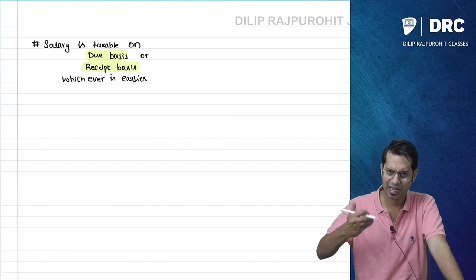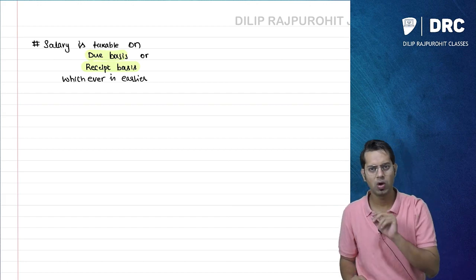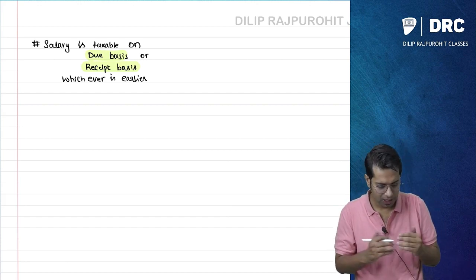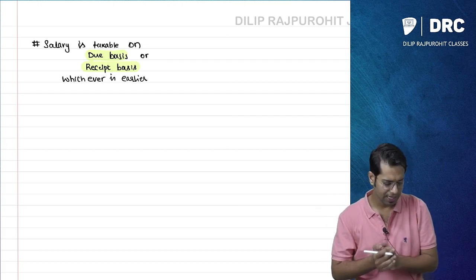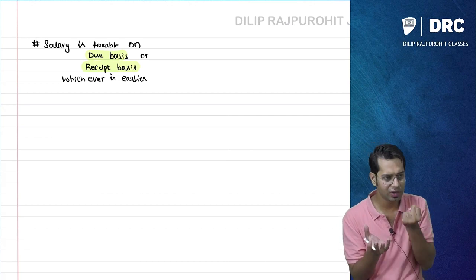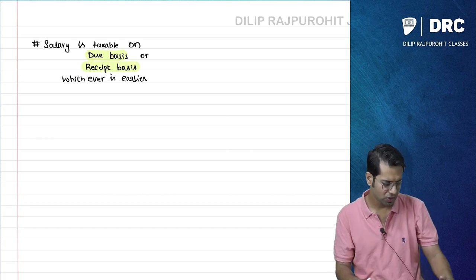So whether the salary is due or it is received, either on due basis or on receipt basis, the salary will be taxable. If the salary is due, it will be taxable, or if you have received the salary, it will be taxable. So whichever is earlier, you should see whether you have received first or it has become due first. Based on whichever is earlier, it will be taxable.